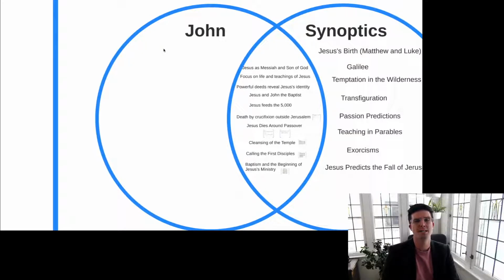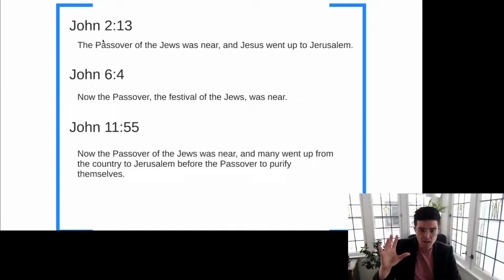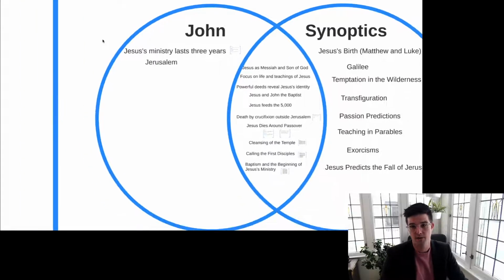And then to move to what is unique to the Gospel of John. Jesus' ministry lasts longer in the Gospel of John. We get the sense that Jesus' ministry is at least 3 years. In the Synoptics, Jesus only goes to Jerusalem one time, or at least we're only told that Jesus goes to Jerusalem one time, and it doesn't turn out so well for him when he does. But in John, Jesus goes to Jerusalem 3 different times, and he goes to 3 different Passovers, suggesting at least 3 years of ministry in the Gospel of John.